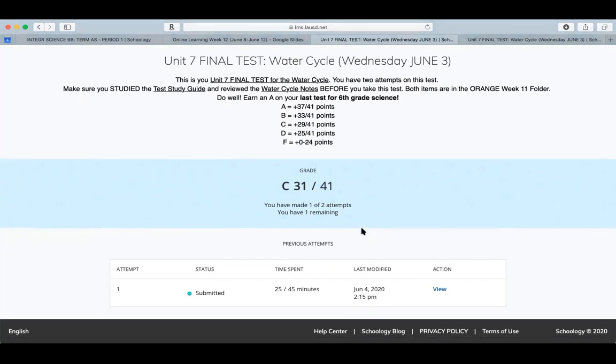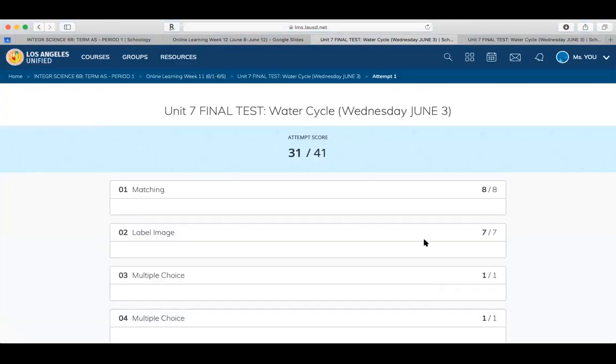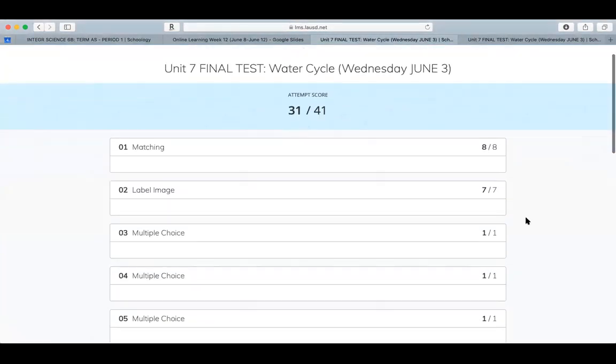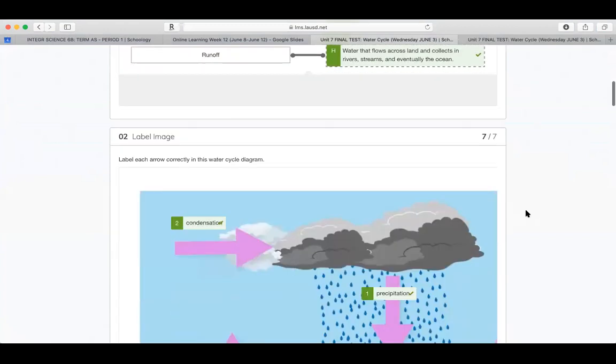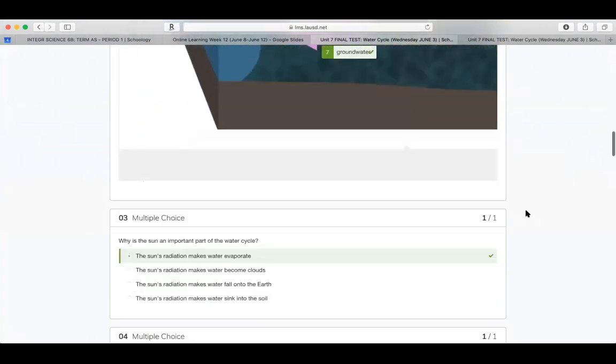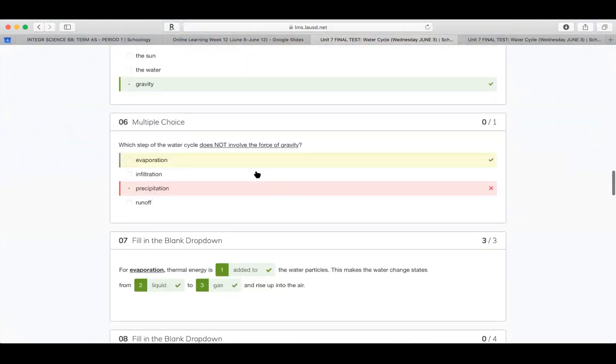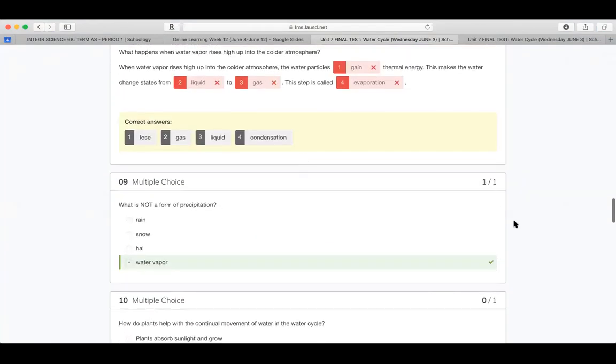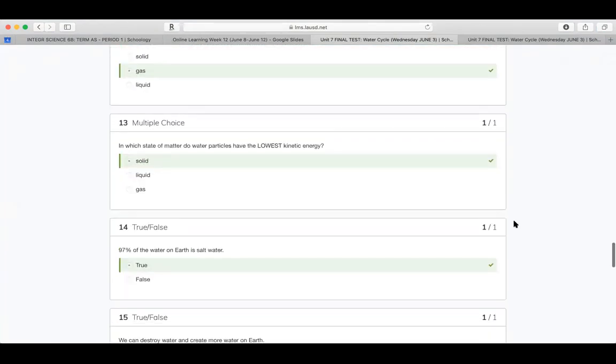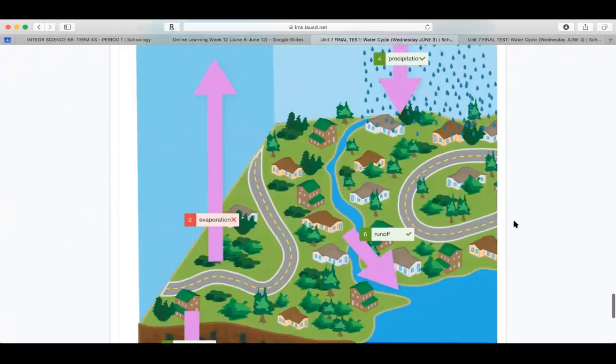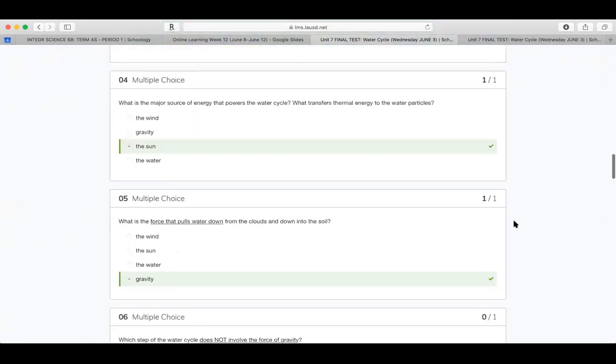I highly suggest that before you do your retake, you press on your first attempt, press view right over here. When you press view, it shows you which questions you got correct and which questions you got incorrect. This way you can see, oh, this one I got wrong, but I know that the correct answer is evaporation. Then you'll be able to figure out how to do better on the next test by seeing which answers were wrong and which answers were correct.